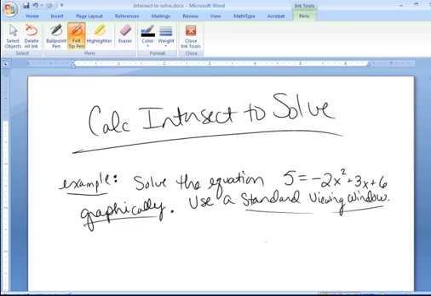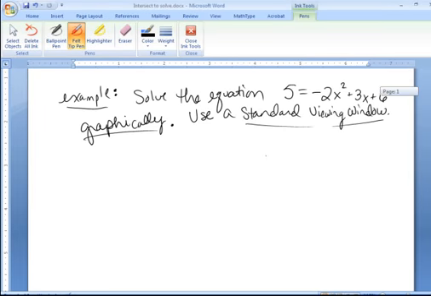In this video, we're going to use the Calc Intersect features of the TI calculator in order to solve a couple problems. In the first problem, we're asked to solve the equation 5 equals negative 2x squared plus 3x plus 6.